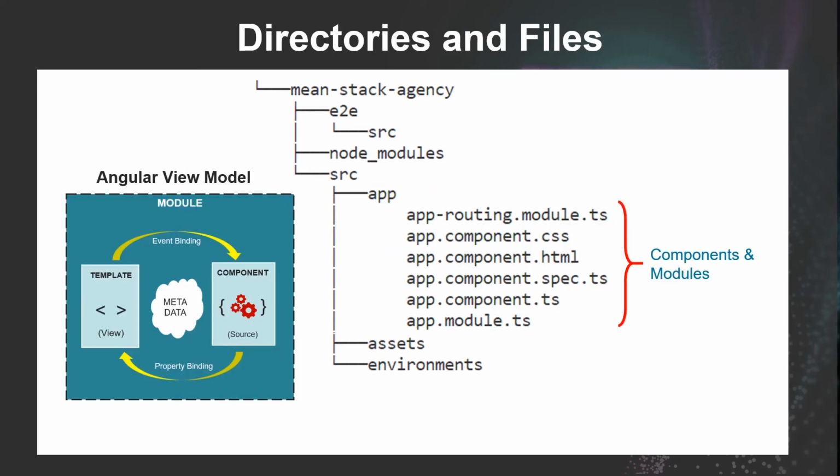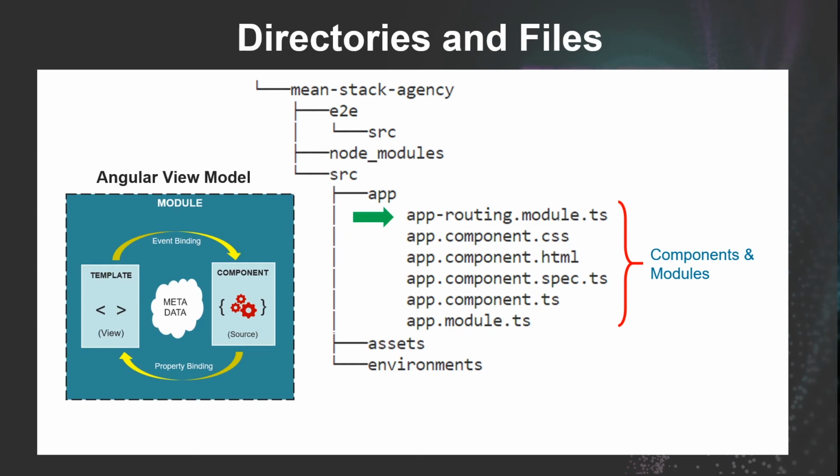The app contains the source code, or mainly the application components of your Angular application. And this is where the Angular view model fits in here. As you can see, the first file is called the routing module. When you initially start creating your Angular application, it asks you if you want to use routing or not. If you check yes, then this file will be created automatically. If you check no, then this file will have to be created manually by you later.